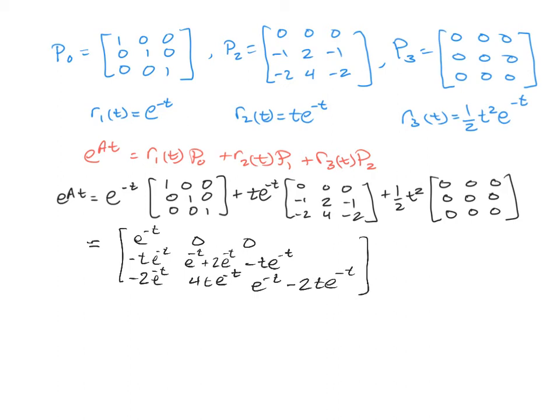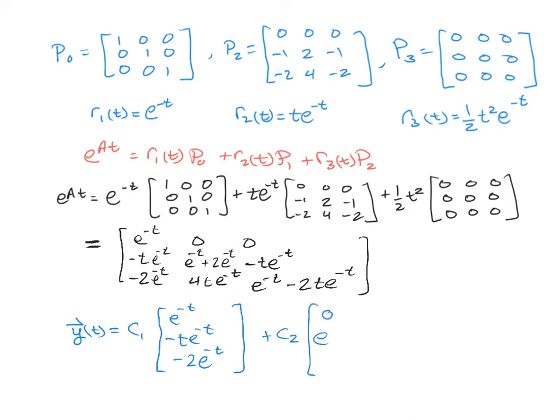All right, so again, that is our matrix exponential right there. And then for the last step, we can now go in and write down our general solution. So our y of t is going to have a c1 times the first column, which is e to the negative t, negative t e to the negative t, and a negative 2 e to the negative t, plus a second arbitrary constant c2 times 0, e to the negative t plus 2t e to the negative t.